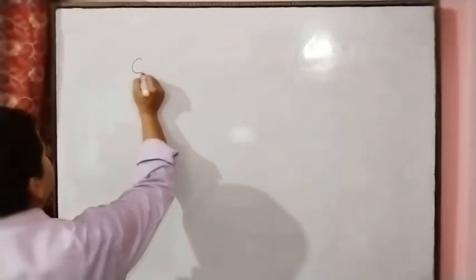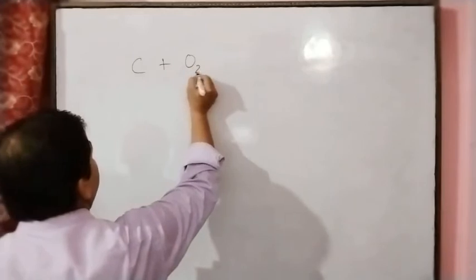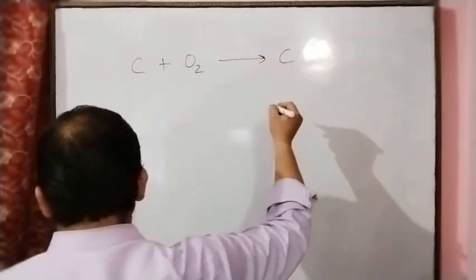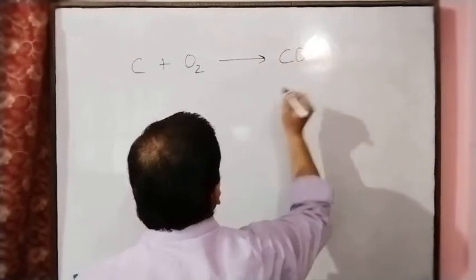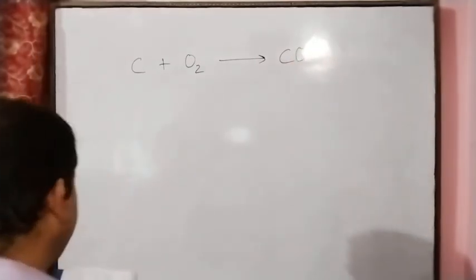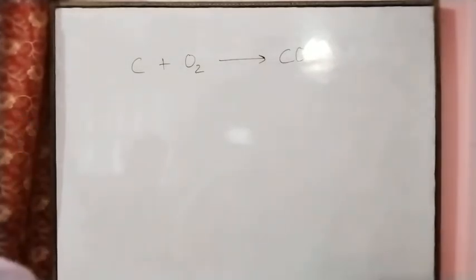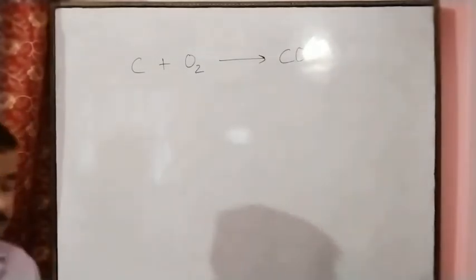So we will balance these equations by hit and trial method. First of all, carbon reacts with oxygen and we get carbon monoxide. This is the first part of question number 19.